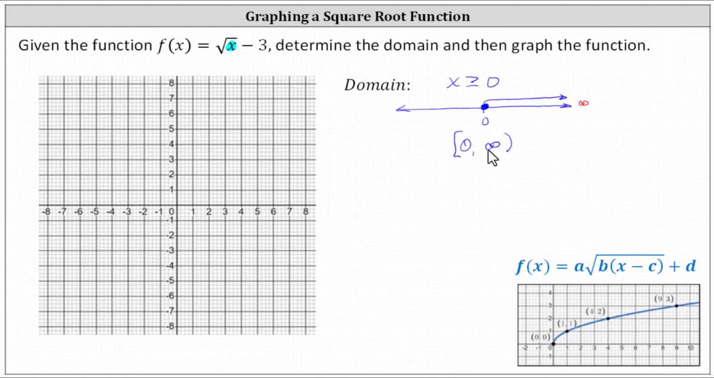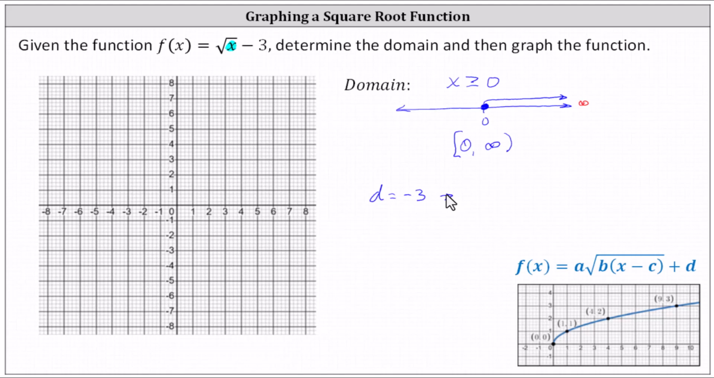And now to graph the given function f of x equals the square root of x minus 3, we should recognize this is a transformation of the basic square root function graphed below. Any transformation of the basic square root function can be written in the form f of x equals a times the square root of the product of b and the quantity x minus c, plus d. Notice in our case d equals negative 3.